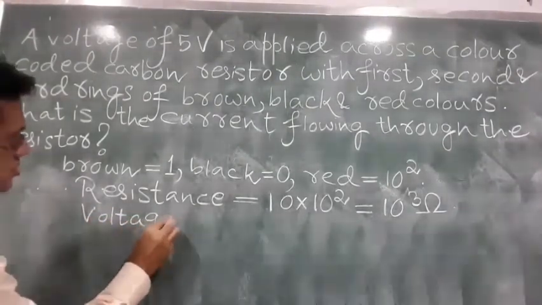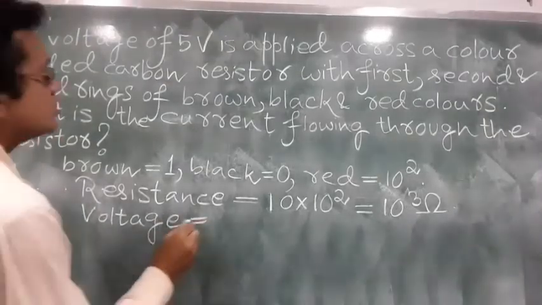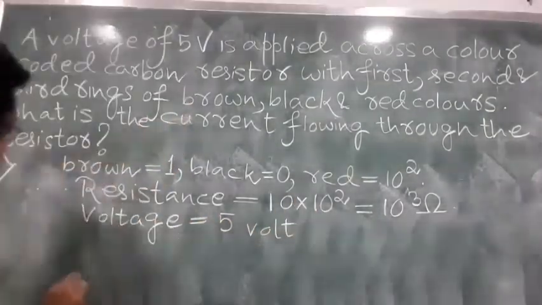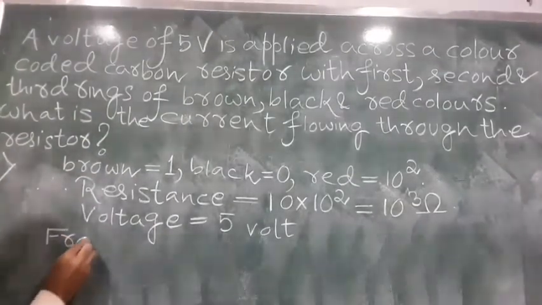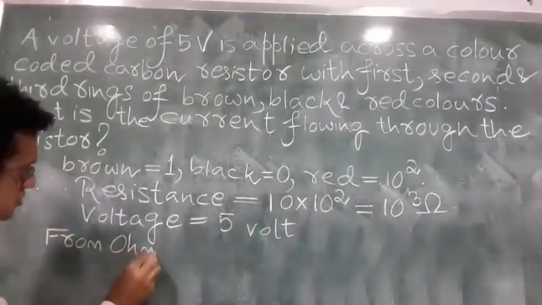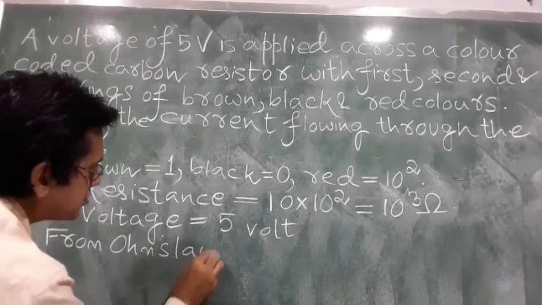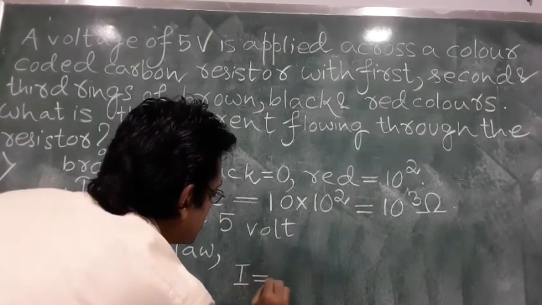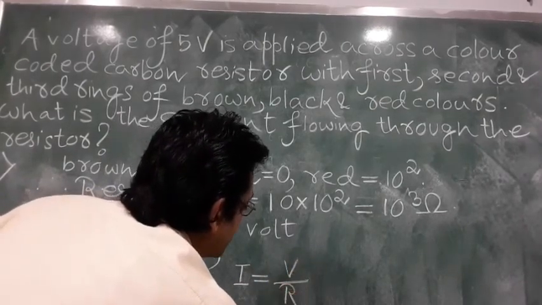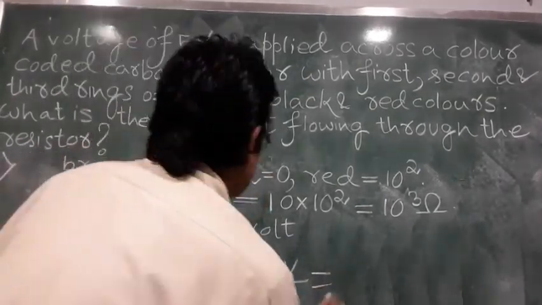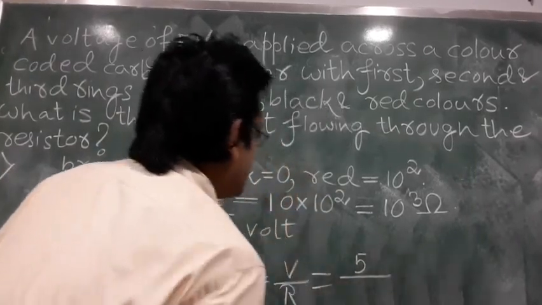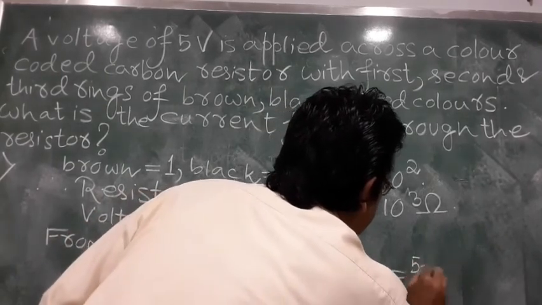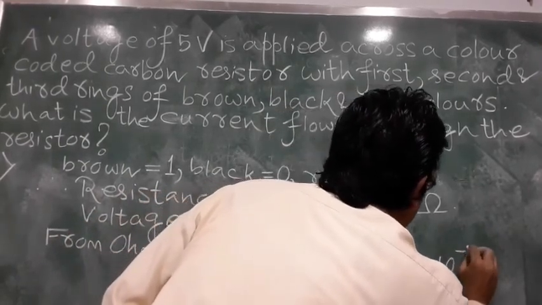Now what is the voltage? The voltage is equal to 5 volt. From Ohm's law, we have I equal to V by R. How much is V? 5. And how much is R? 10 to the power 3. That means I equals 5 into 10 to the power minus 3 ampere.